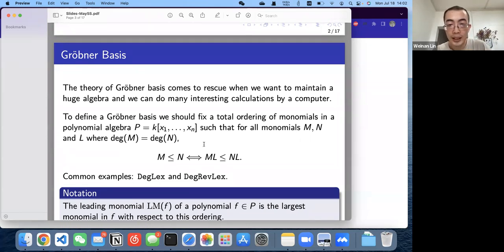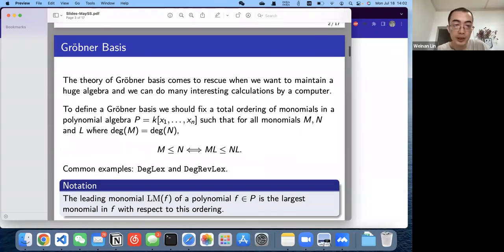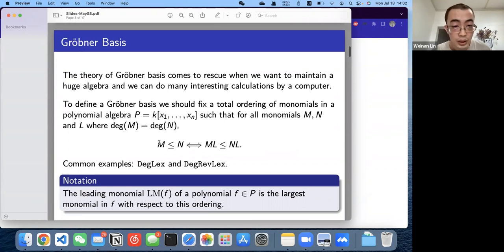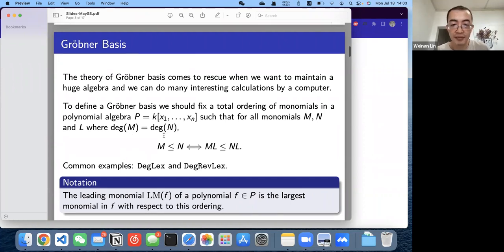So we fix the total ordering, and that should not be just a random total ordering. It should be such an ordering that if you have three monomials M, N and L, where M and N are in the same degree, then multiplication by L should preserve the order: if M is less than N, then ML should be less than NL. If you Google the Gröbner basis, you may find a slightly different definition, because in algebraic topology, most of the algebras I care about are graded algebras. So this is a graded version of the Gröbner basis that usually only compares monomials in the same degree, because in algebraic topology, most polynomials are homogeneous.